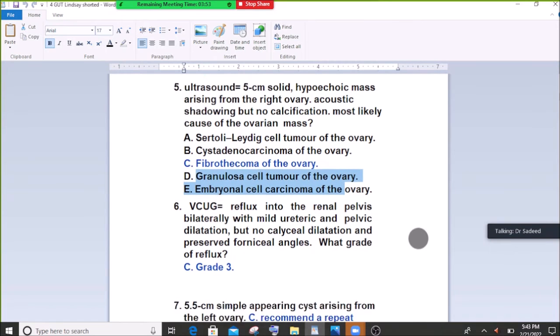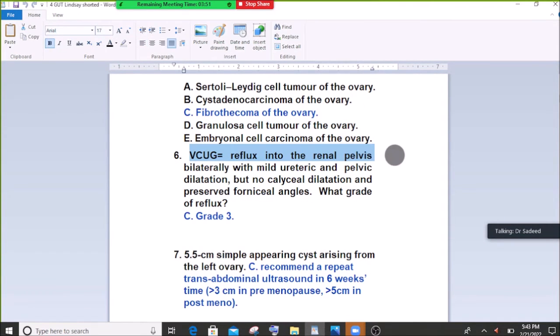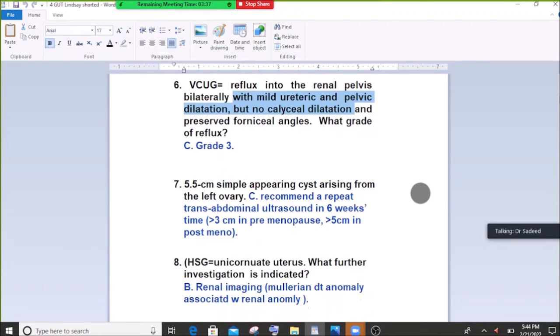No option. Number 6. VCUG shows reflux into the renal pelvis bilaterally with mild ureteric and pelvic dilatation but no calyceal dilatation, with preserved fornices angles. Reflux grade 3. Pelvic system dilatation, grade 3.